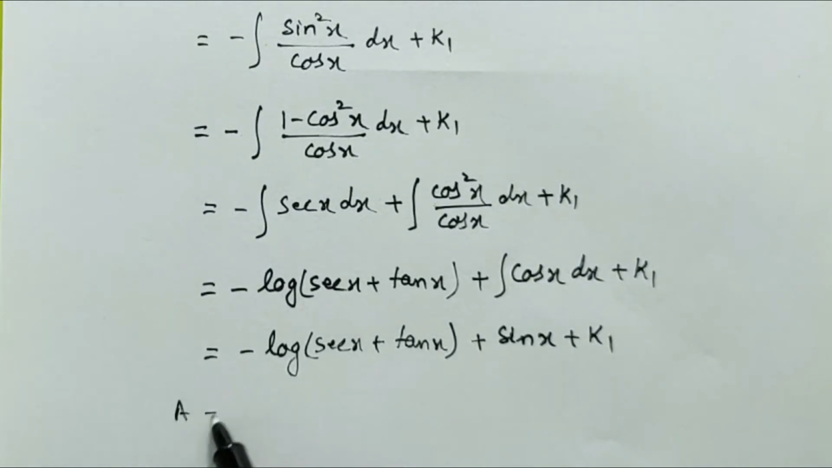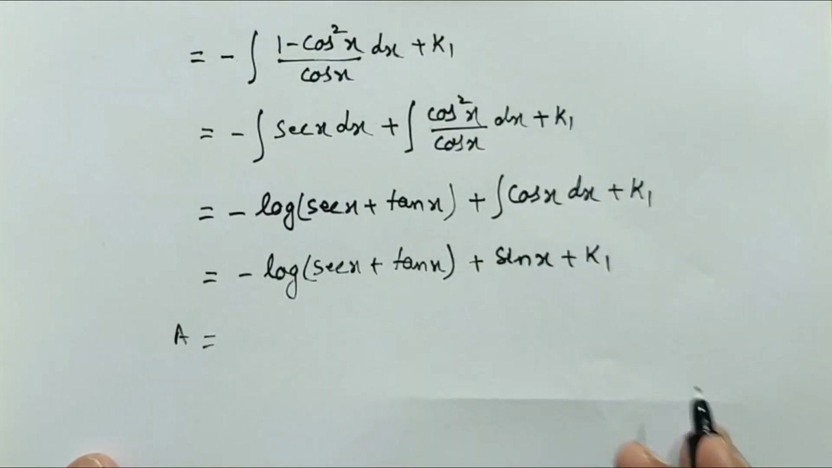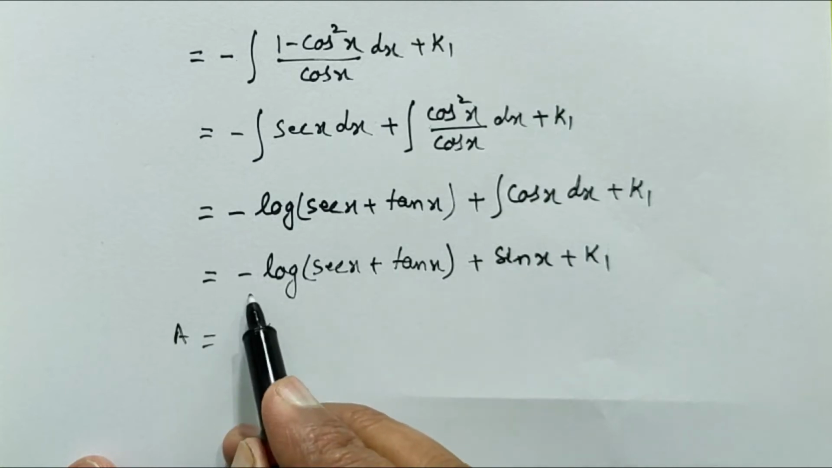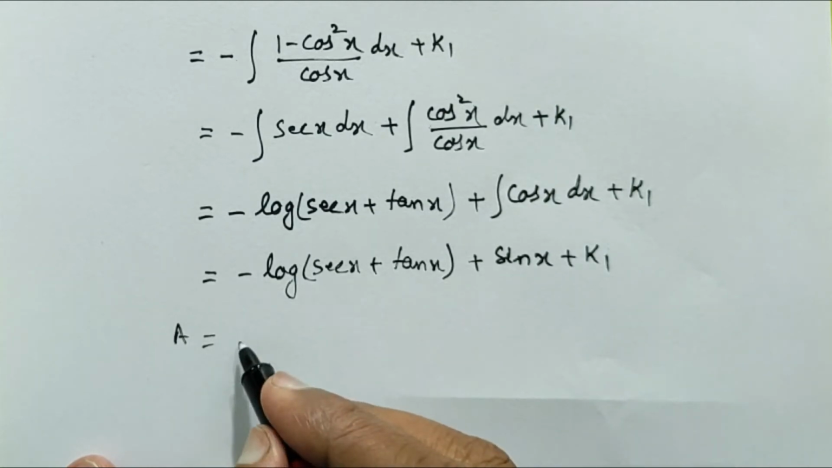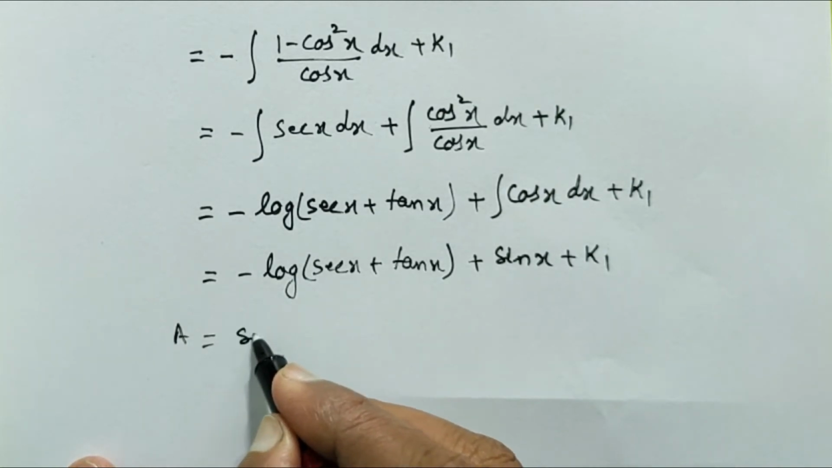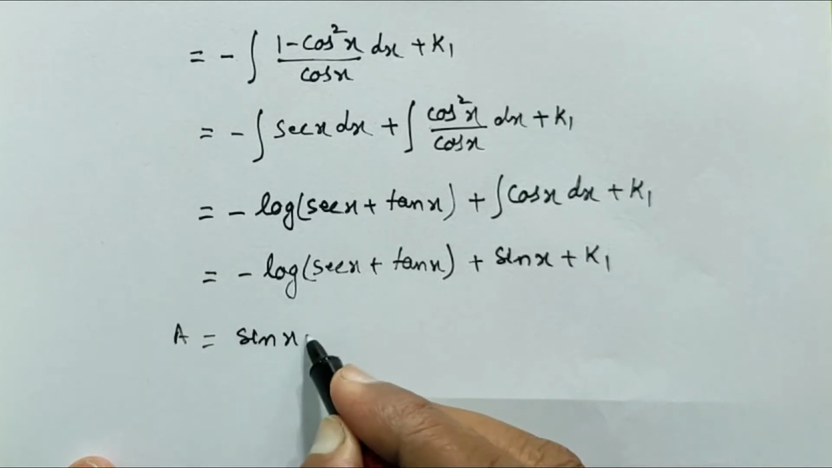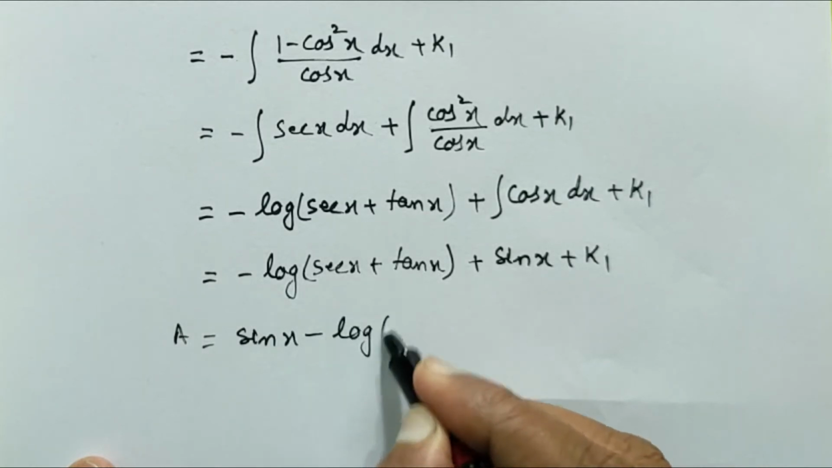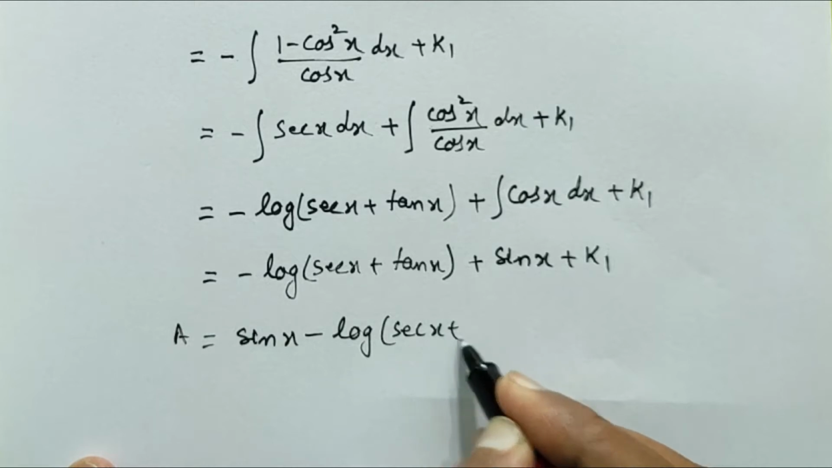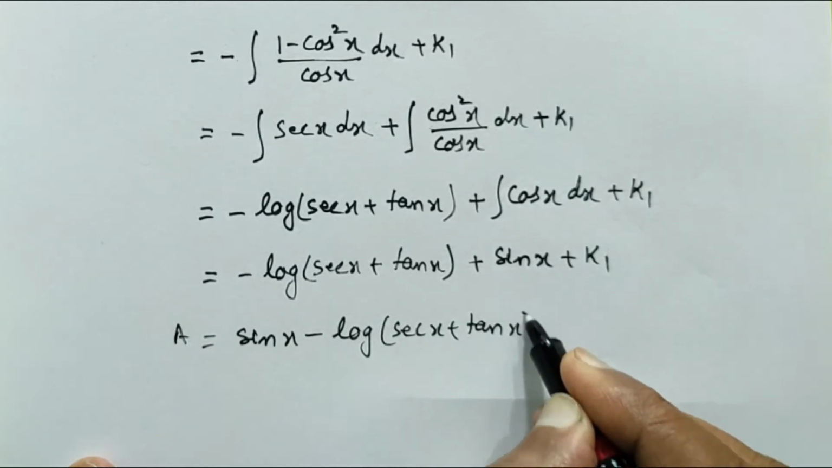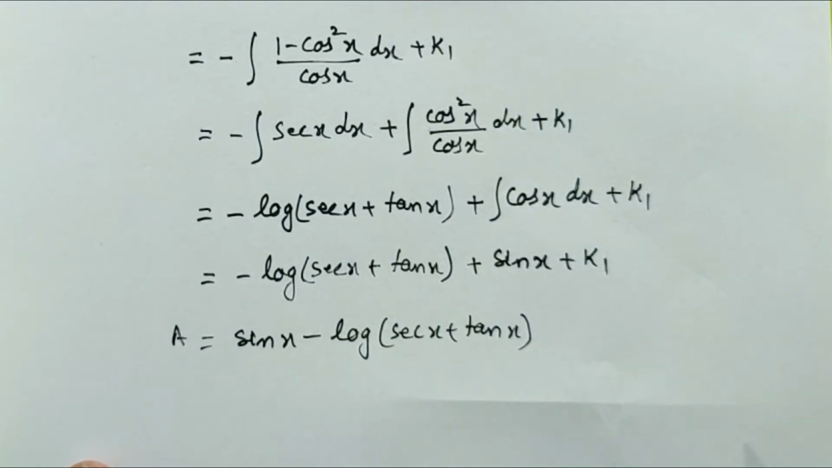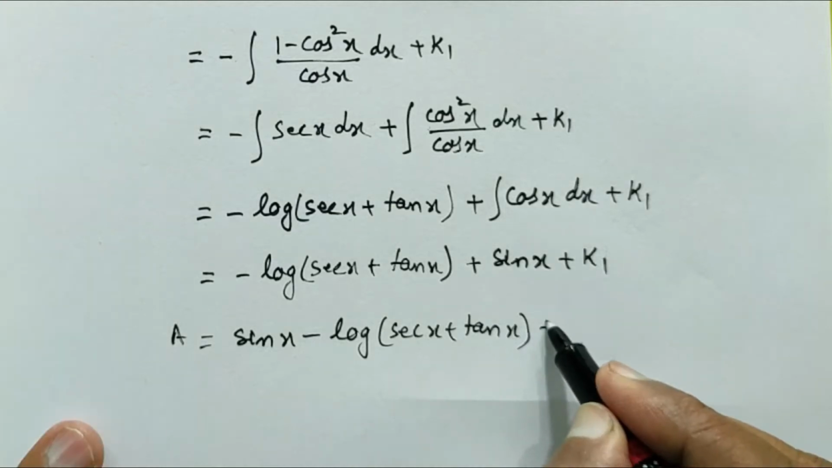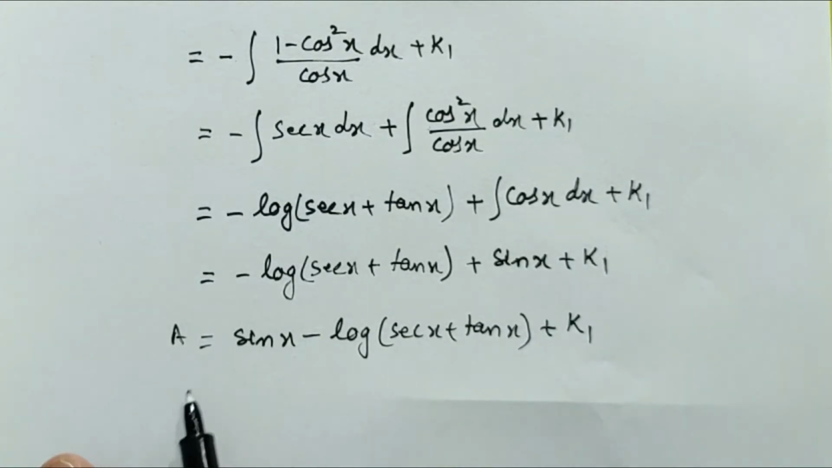So therefore the value of a will be nothing but, you can first write down the positive value then the negative value. Here the positive value is sine of x, so I will be writing sine x, and this is minus log of secant of x plus tan of x. So you got the first value, the value of a, plus k1.